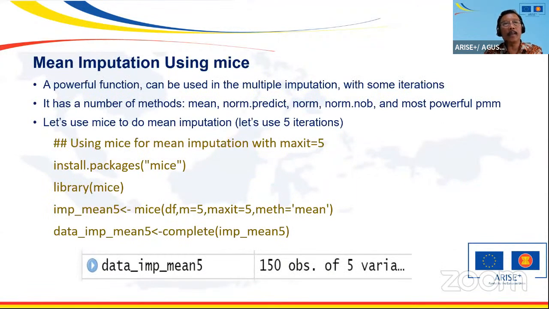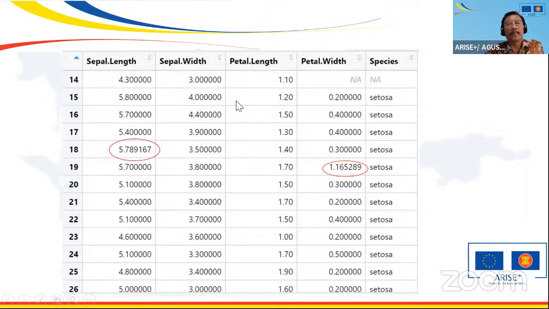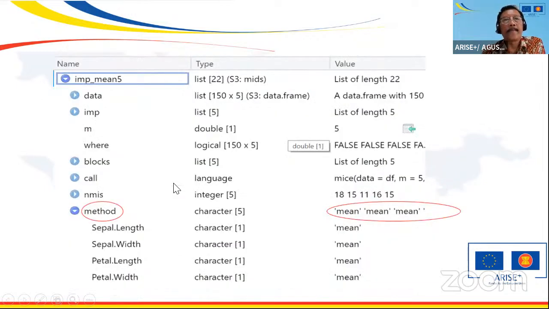but then the example with mice. Here, if you use mice, again you install mice, and then you impute. This is the statement, the function mice, and then the data frame, what data you use. Method is mean. You get the numbers. You can compare with the previous one, the one that was done manually, and it should be the same.